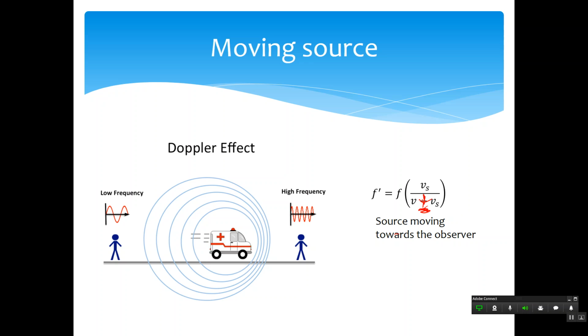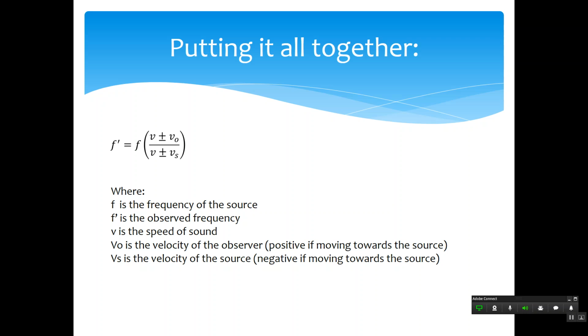There's a trick to this so that you never have to memorize which one to use. You need to understand the Doppler effect in order to use it. Once you put it all together, we got this. This is the final equation: the observed frequency, or F prime, equals the original frequency multiplied by some ratio that's corrected by the velocity of the observer, divided by some velocity corrected by the source.